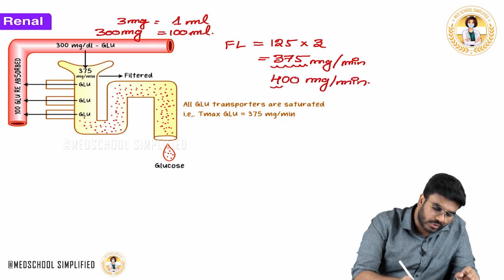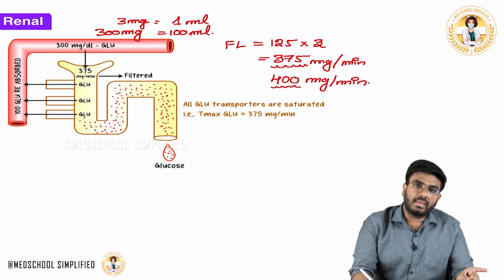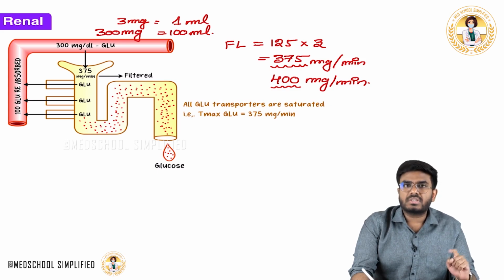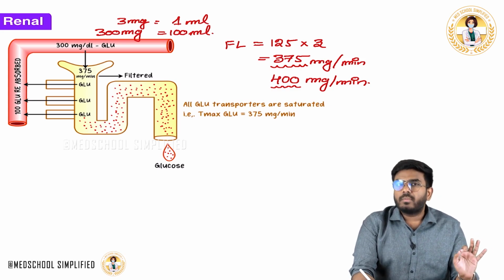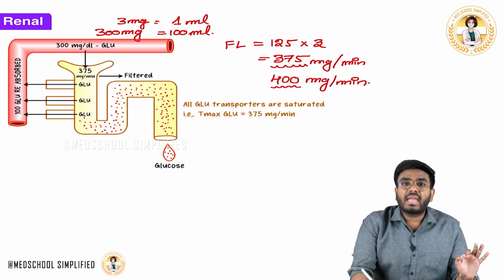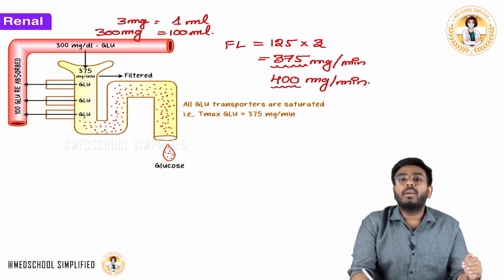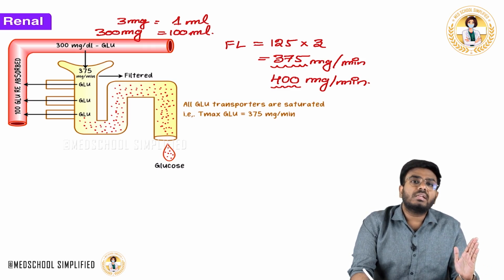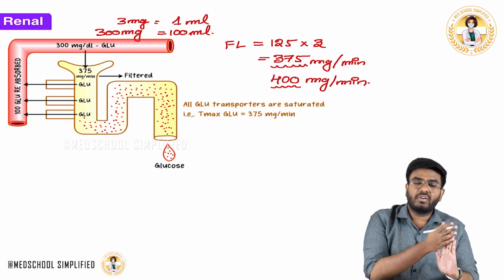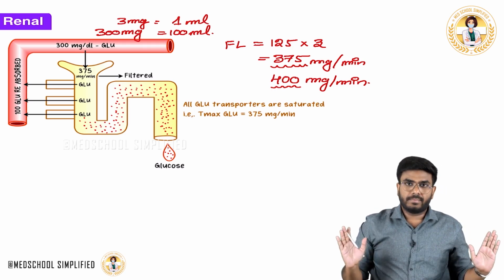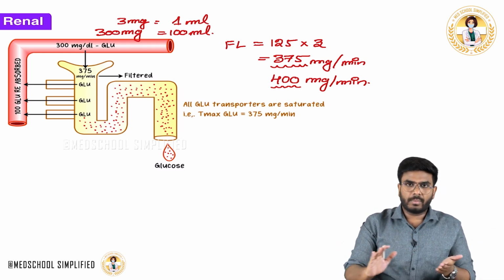Up till 375, okay. Now what is happening? The extra 25 molecules will come into the urine. What I am trying to put in your mind is that your nephrons have the capability to take 375 milligrams of filtered load. Up till 375 they will try to reabsorb. But beyond that value, all the transporters in the proximal convoluted tubule are occupied. They are all coming into play.